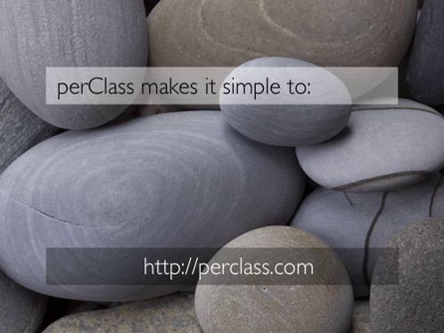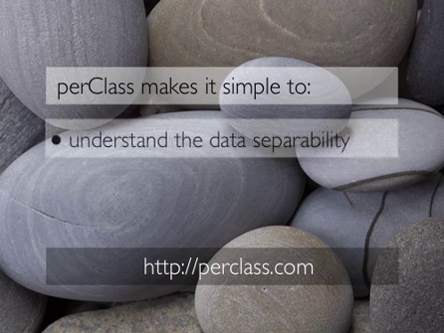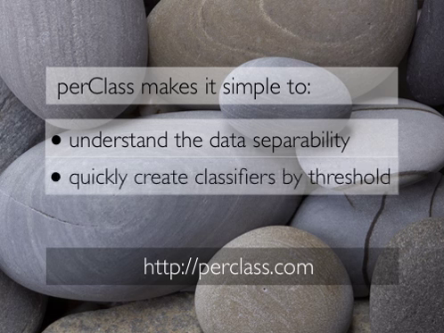Summarizing, we have seen how to understand the data separability with a per-feature density plot distribution, and how to quickly create threshold classifiers by manually thresholding a feature in the distribution plot.